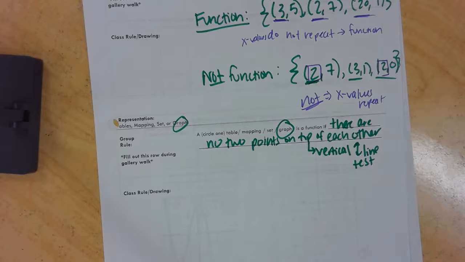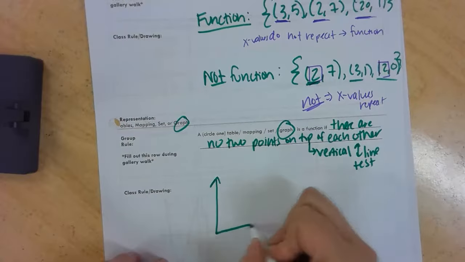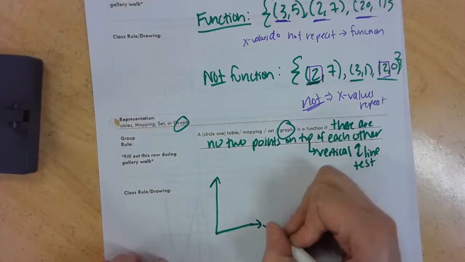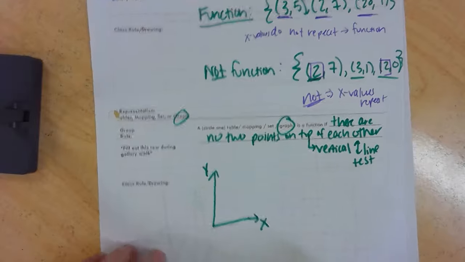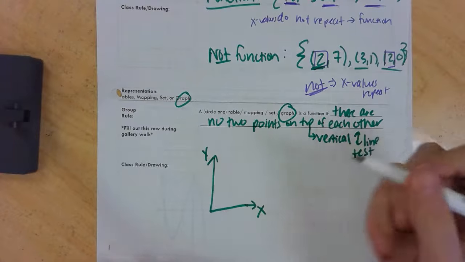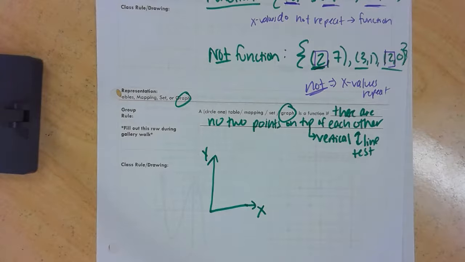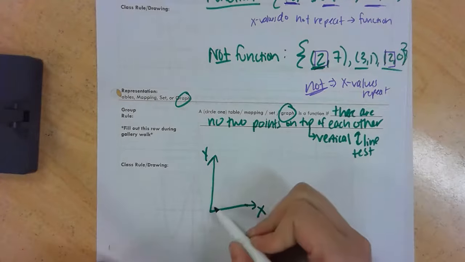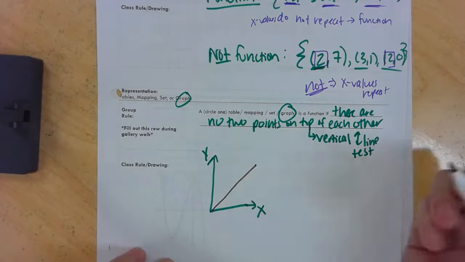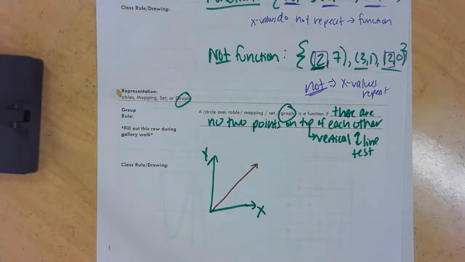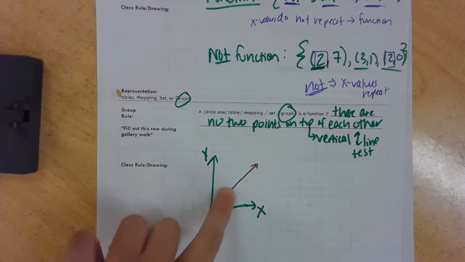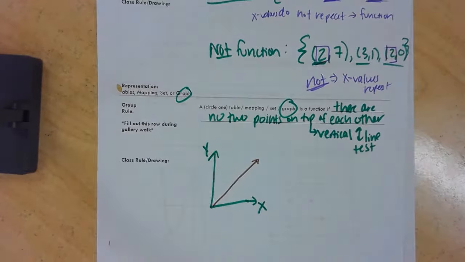So if I were drawing a little axis for myself, this one's going to be my X, this will be my Y. And I drew something that looked like, let's see, if I drew a graph that looked like this. It's just a straight line. It's not super confusing. Is this a function? So I'm going to look at my graph. I don't see any points that are on top of each other.